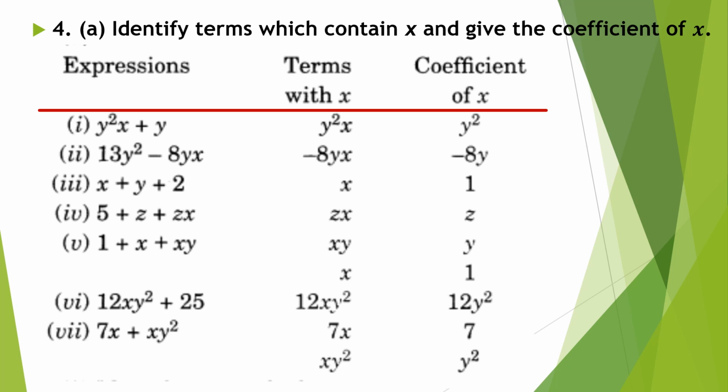And the seventh question, 7x plus xy square. Two terms contain x. So the first term is 7x. Its coefficient is 7. And the second term is xy square and its coefficient is y square.